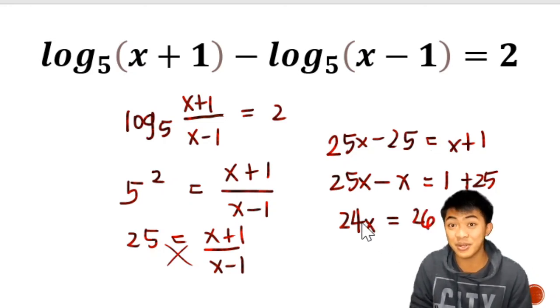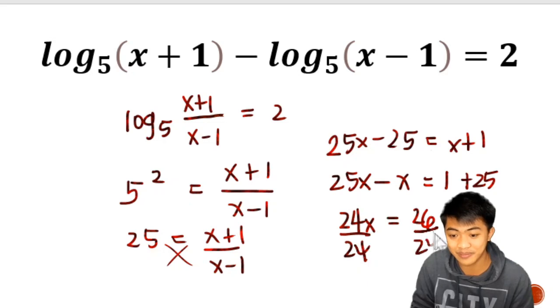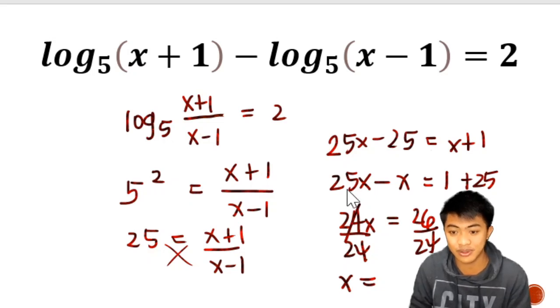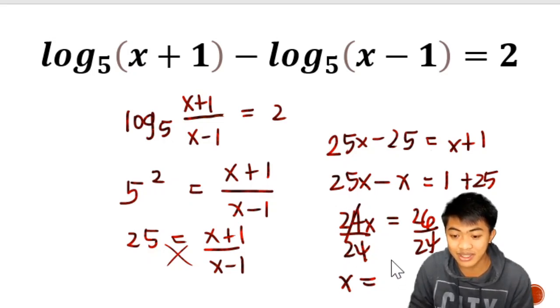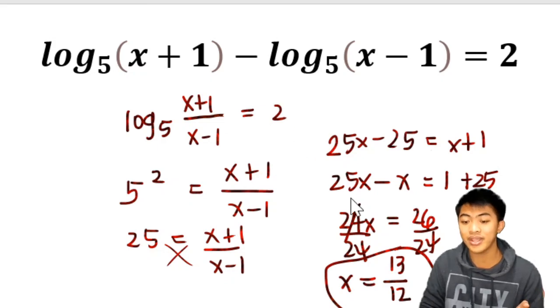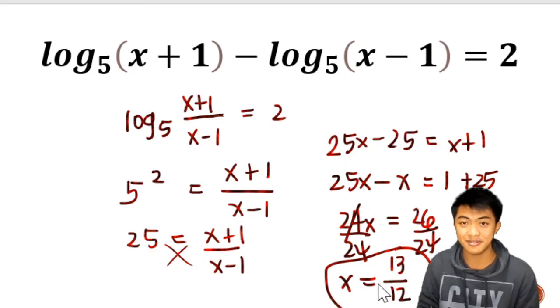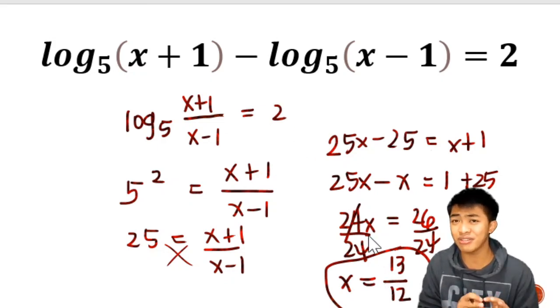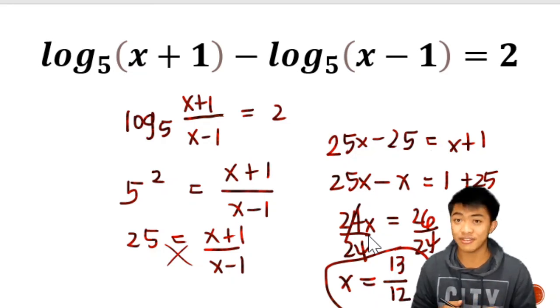Now we divide both sides by 24 and solve for x. So 26 over 24 can be reduced to 13 over 12. So the value of x that will make the equation true is 13 over 12. So that is how we solve logarithmic equations. Actually, it's pretty easy if you master the laws of logarithms.